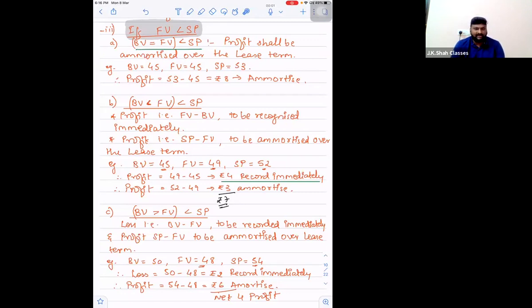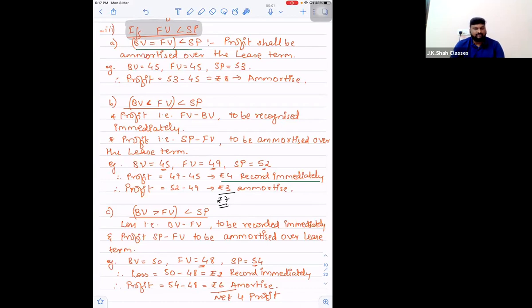So whatever profit I am earning, I can simply say that that is a result of selling price being greater than fair value. Because these two are the same. So whatever the profit is there, it has to be amortized over the lease term. The profit shall be amortized over the lease term. Example, book value is 45, fair value is also 45. Correct? But sold at 53.